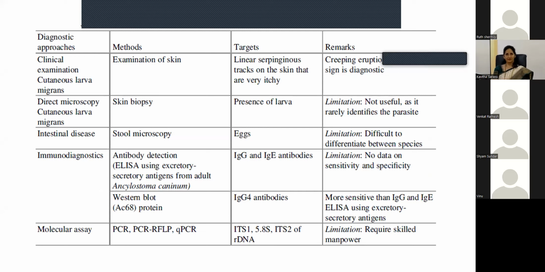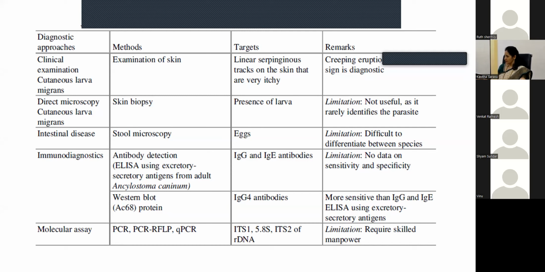We can do immunodiagnostic techniques such as Western blot or ELISA test. ELISA basically uses secretory antigens from the Ancylostoma caninum, which is commercially available for detection of IgG or IgE in the serum. Western blot test can also be done to identify IgG4 antibodies to certain proteins which have been extracted from Ancylostoma caninum. They are quite sensitive and specific tests, right?